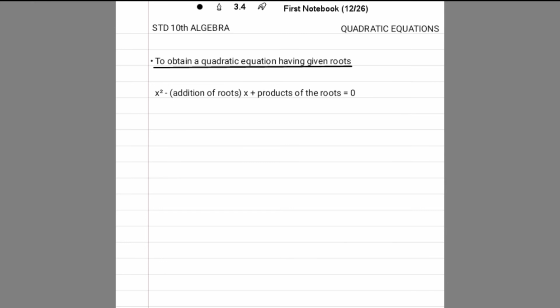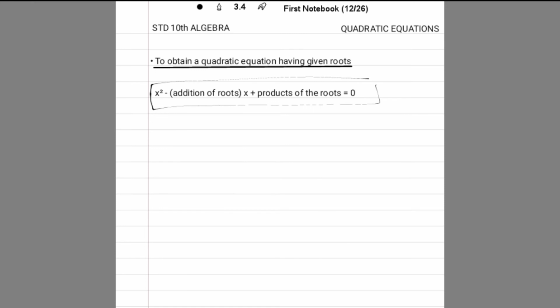Now till now what we did is we had a quadratic equation and we found the roots of the equation by using various methods, right? Now what we are going to do is they will give us the roots and we do not know the quadratic equation. We have to find that equation using those roots. Okay, this is what we have to do in this topic. So they have given this expression and I will tell you how this expression came.